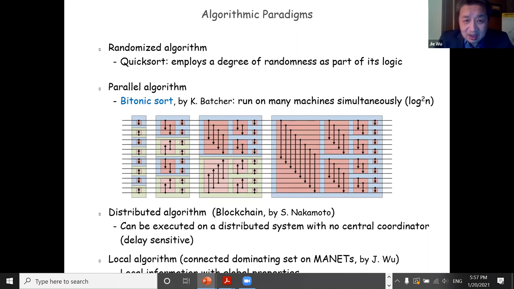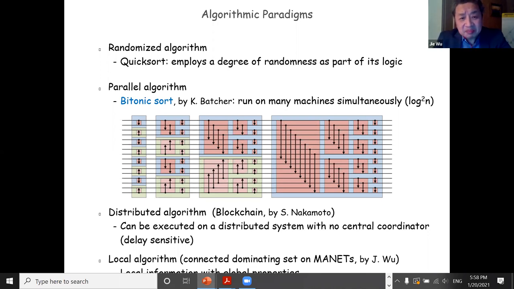Randomly select. This is like a reference point. Then you divide the numbers into two groups, either larger or smaller. So that's kind of random, right? So we look at another example of a randomized algorithm. Surprisingly, sometimes a randomized algorithm performs better than a deterministic algorithm, okay?